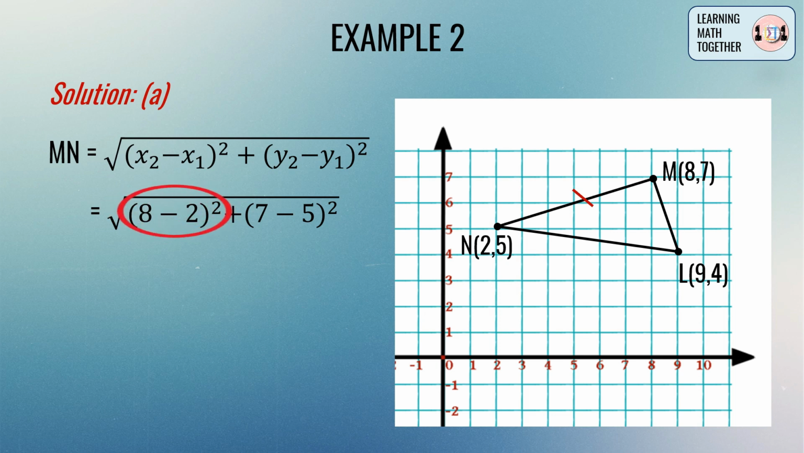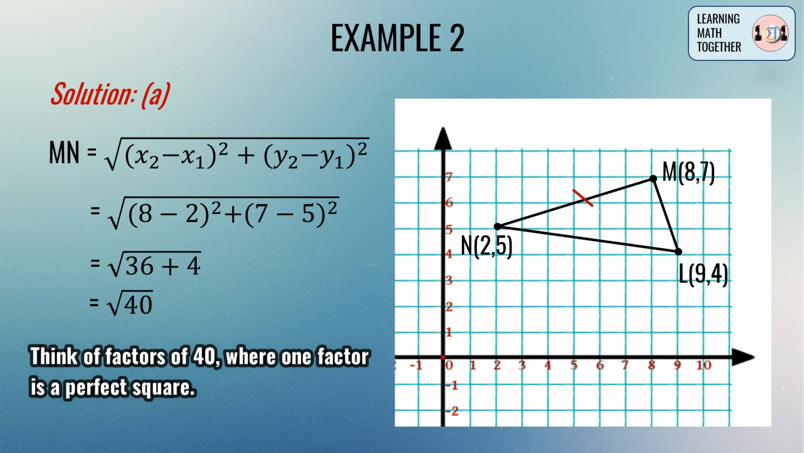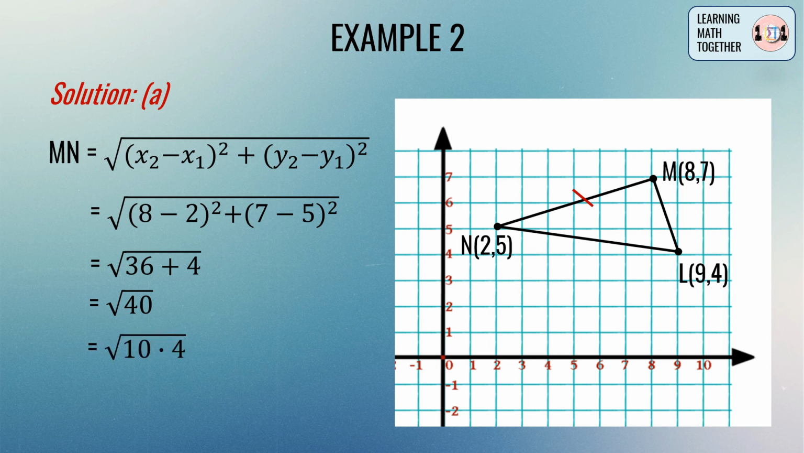We have 8 minus 2, that is equal to 6, and then square that one, that is equal to 36. Copy plus sign, and then 7 minus 5, that is equal to 2. Square of 2, that is equal to 4. Next step is we need to combine these two numbers here, 36 plus 4, and that is equal to square root of 40. Since 40 is not a perfect square, we need to think of factors of 40 wherein one factor has a perfect square. Thus we have here the factors are 10 and 4. Now take the square root of 4, and that is equal to 2. Put that outside the radical sign, and since 10 is not a perfect square, it will remain inside the radical sign. Therefore, the distance from M to N is equal to 2 square root of 10.